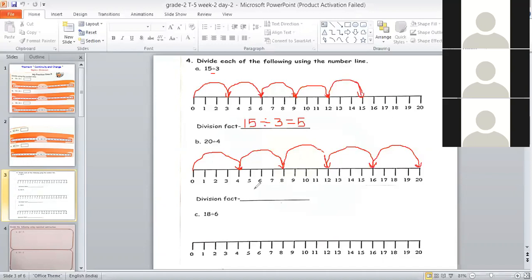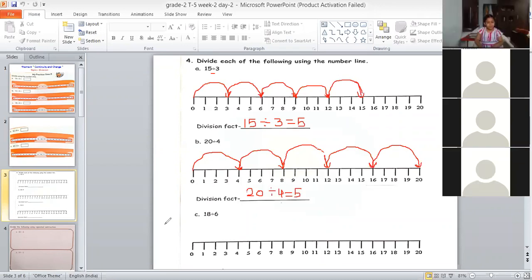So children, we'll write the division sentence as 20 divided by 4. 20 divided by 4 is equal to 5. Okay. Now the next question. That is the last question for today.